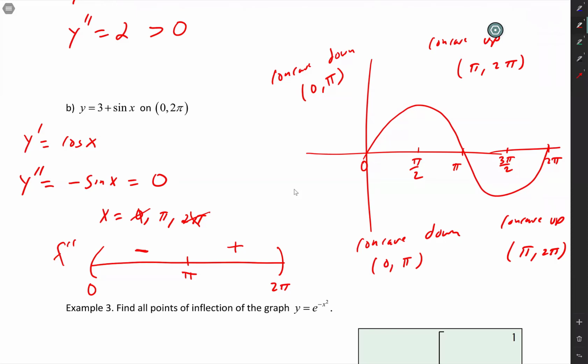How are we feeling, guys? We still feel pretty good? Yeah, you said F prime prime. When F prime prime is negative, it is concave down. Okay, you know what? You brought up a good point.